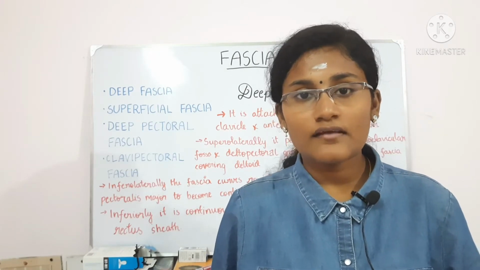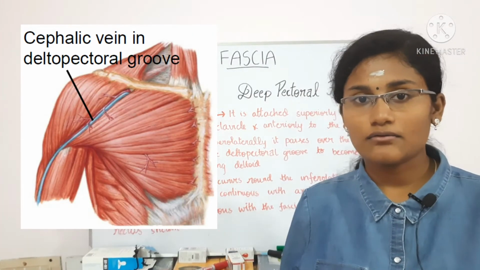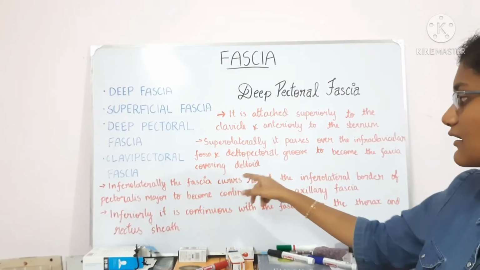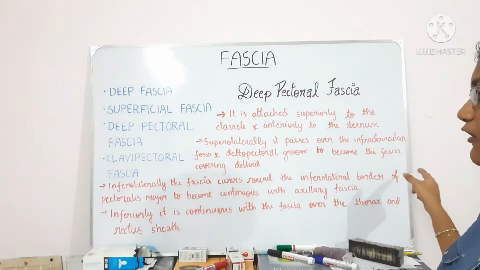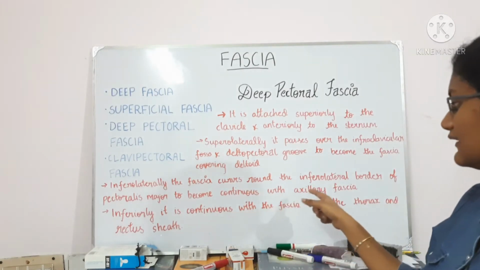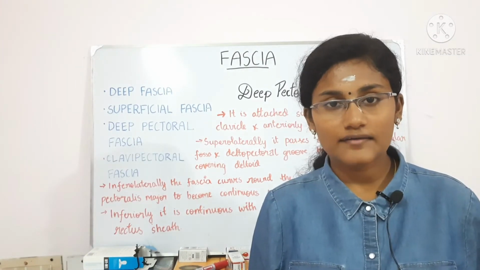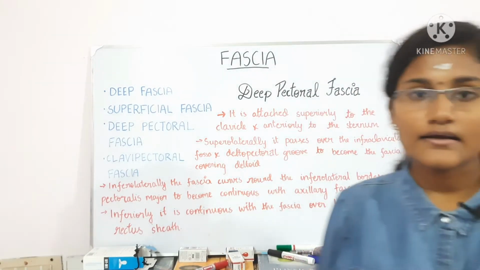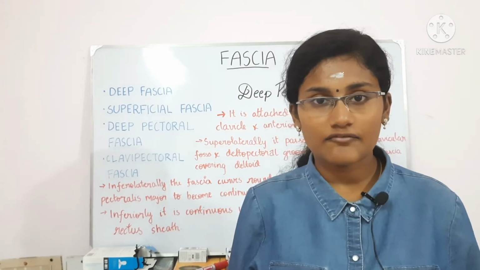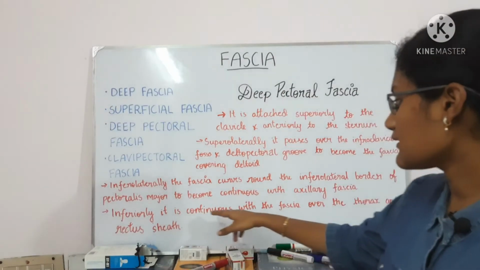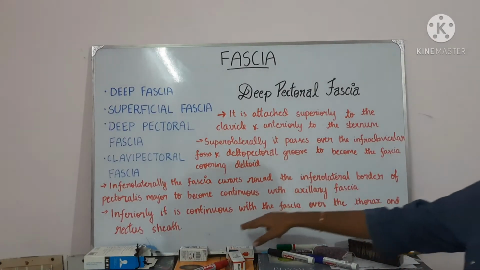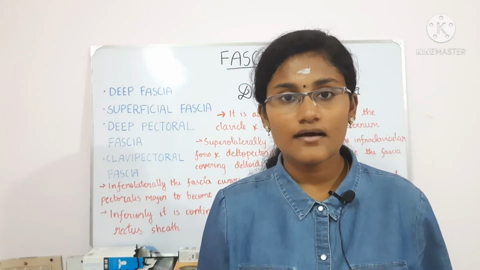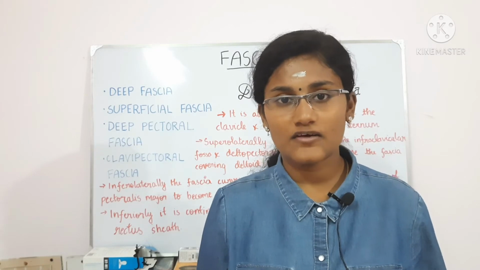Okay, so this is a picture of the deltopectoral groove. Inferolaterally the fascia, that is the deep pectoral fascia, curves around the inferolateral border of pectoralis major to become continuous with the axillary fascia. The deep pectoral fascia curves around the inferior border of the pectoralis major muscle, and it joins with the axillary fascia after that. Inferiorly it is continuous with the fascia over the thorax and the rectus sheath. So the fascia covering the thorax and the rectus sheath is attached to the deep pectoral fascia inferiorly.